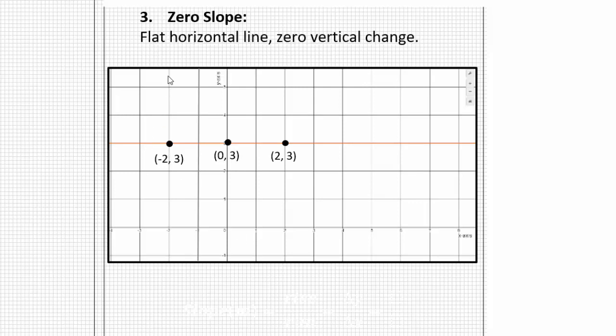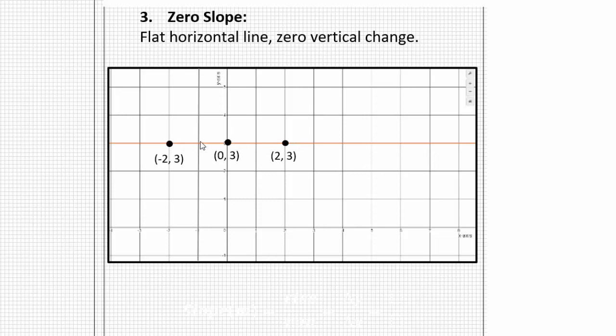So a zero slope, as you can see here, and as you already heard me describe, is just a flat horizontal line that actually has 0 vertical change, which is where it gets its name of zero slope. As we looked at in our first 2 examples, between these points we were either rising, for a positive slope, or dropping for a negative slope.